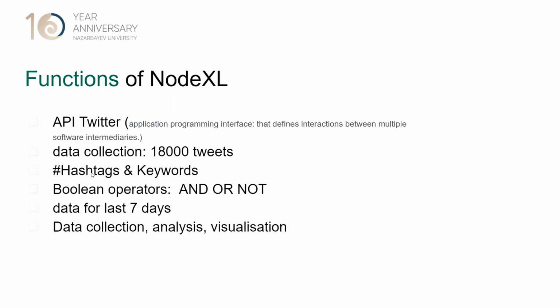Also, you can use any hashtags or any keyword to retrieve data. For example, in my case, I retrieve data through the keywords or hashtag COVID-19 and libraries, or you can use whatever keywords. You can use the same Boolean operators, and data is retrieved for the last 7 days, and NodeXL does the data collection, analysis, and visualization itself.